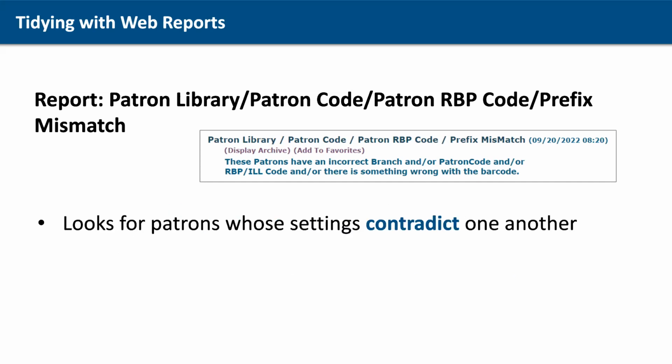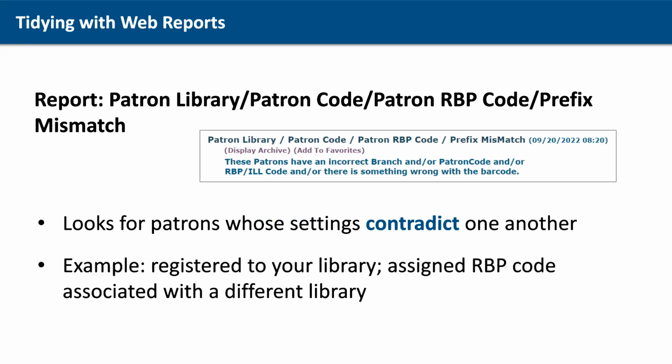So this cleanup report looks at patrons whose settings contradict one another. And what we mean by that is, for example, if a user is registered to your library, but has maybe a reciprocal code or an ILL RB code assigned with a different library.